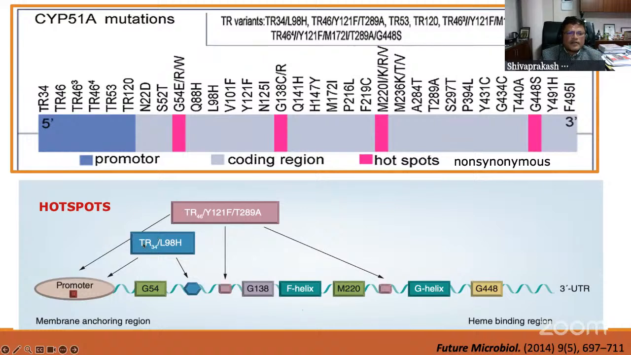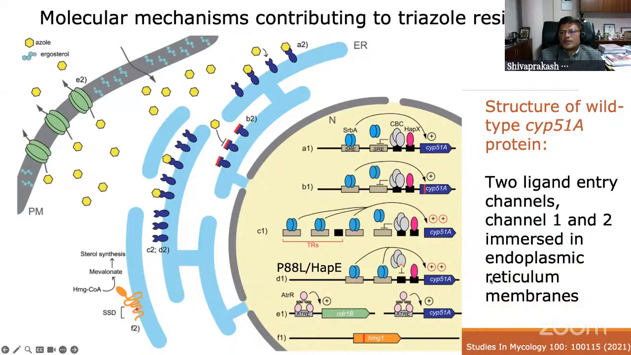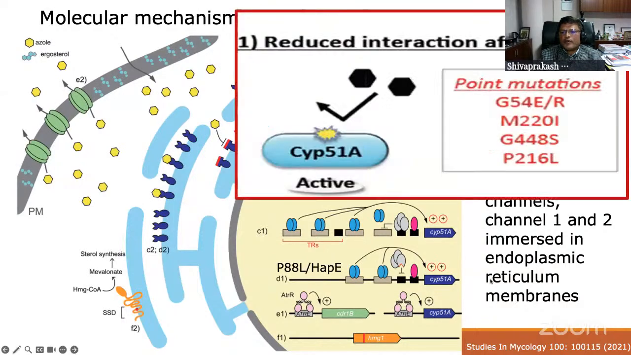TR34 is a tandem repeat of 34 base pairs at the promoter region of this particular gene, and TR46 is where 46 base pairs have been added, and then there is this particular mutation in this region of CYP51A. Around 80% of the resistance is TR34 and L98H, and TR46 is the second most common. Again, as I said, it is mainly driven by environmental exposure to azoles. This is another complicated topic, and I am not going into details of it.